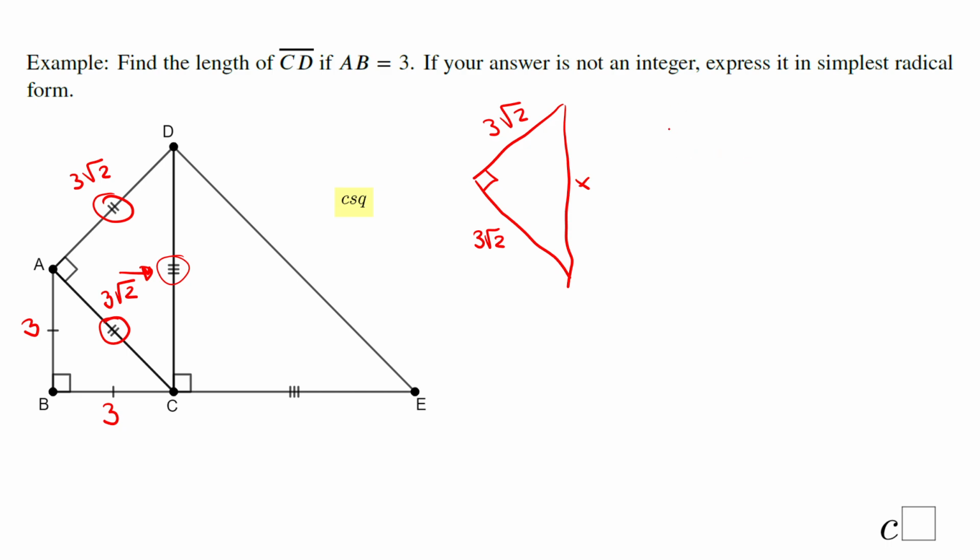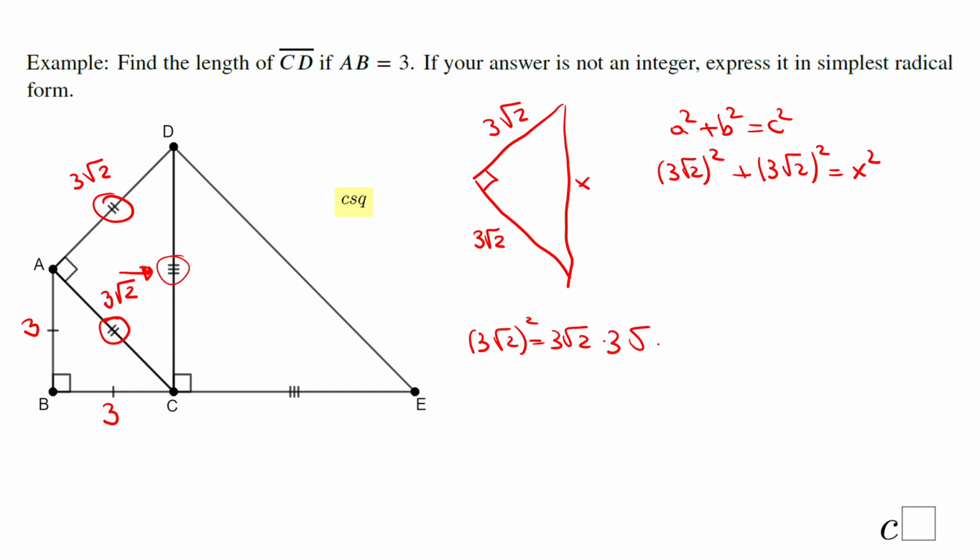So we're going to have a squared plus b squared equals c squared. So we're going to have 3 square root of 2. You see I use parentheses here. I suggest you do it. Plus 3 square root of 2 squared equals that x squared. Now the question is, what is this guy? 3 square root of 2 squared. That means 3 square root of 2 times 3 square root of 2. And if we multiply two radicals, we multiply these two guys. 9, and the radical we have square root of 2 times square root of 2. Some people may say square root of 4, which is fine. I personally say 2. So we get 18 here.